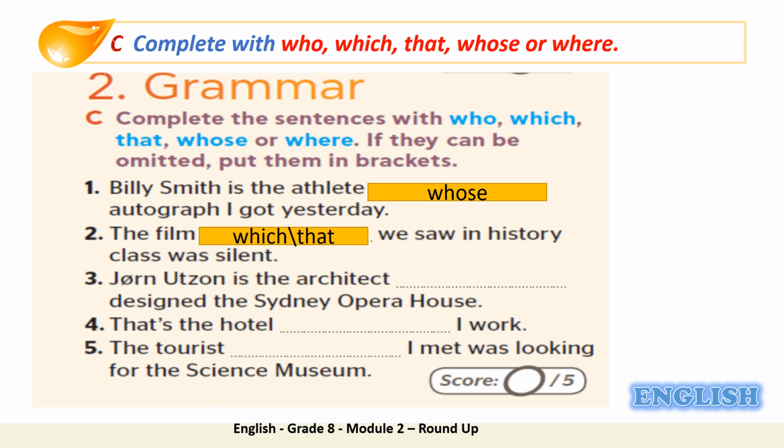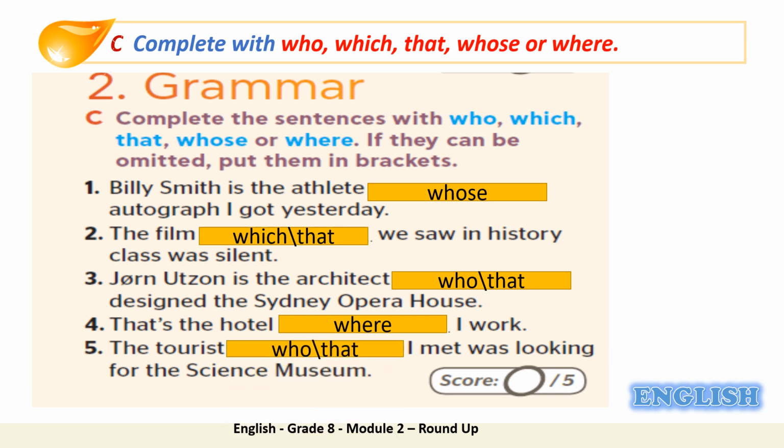3. John Hudson is the architect designed the Sydney Opera House. Right. Who or that? That's the hotel I work. Right, this is a place, we say where. 5. The tourist I met was looking for the science museum. Wonderful. Who or that? Excellent.